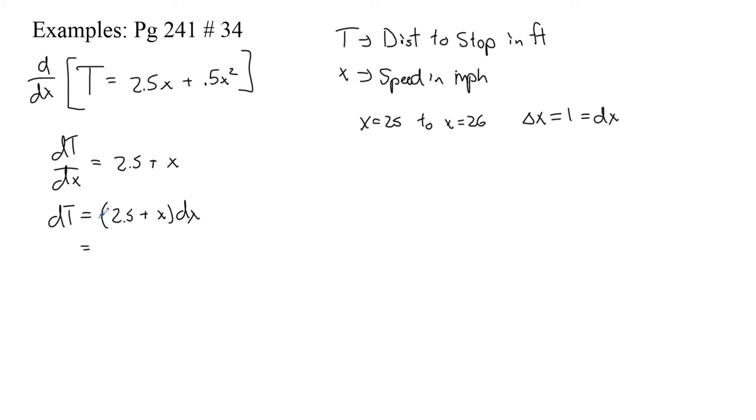This is my original speed, so it's going to be 2.5 plus x, which is 2.5 plus 25, times dx, which is just 1. So the approximate change in stopping distance is approximately equal to that dt, and that's going to be 2.5 plus 25, which would be 27.5 feet. They wanted the approximate change.